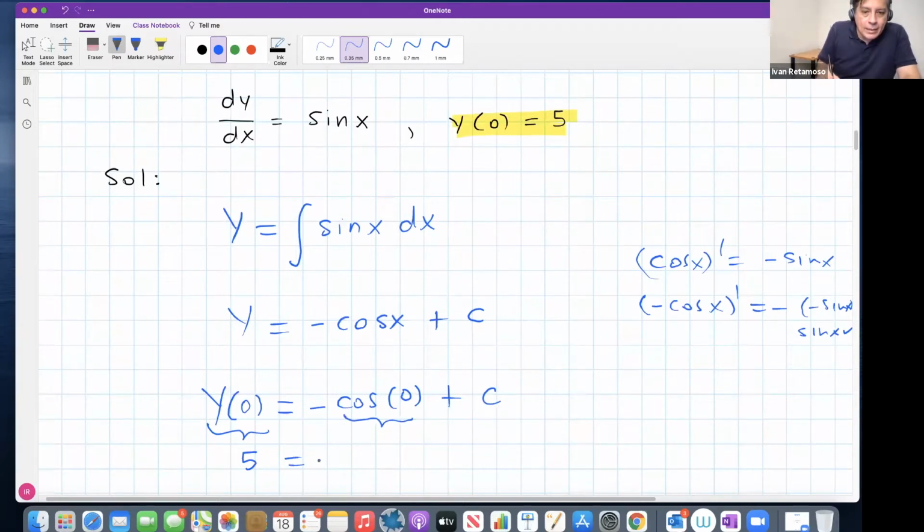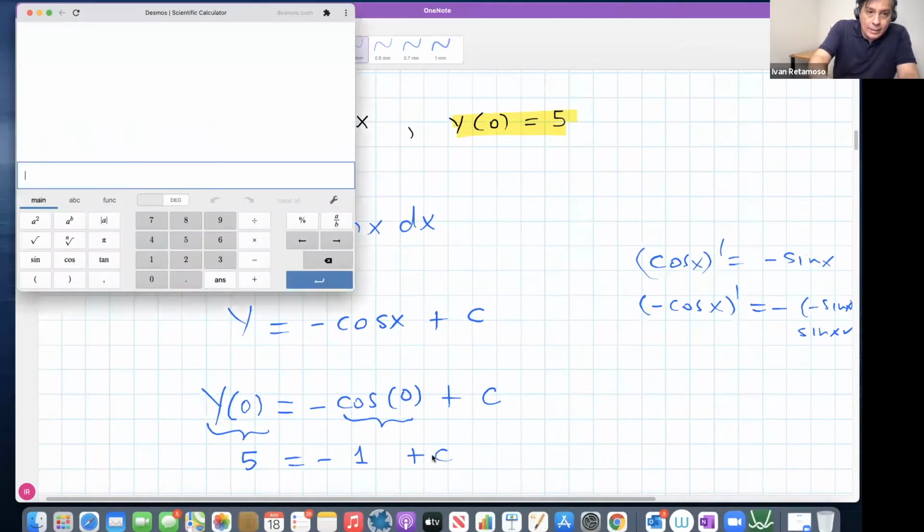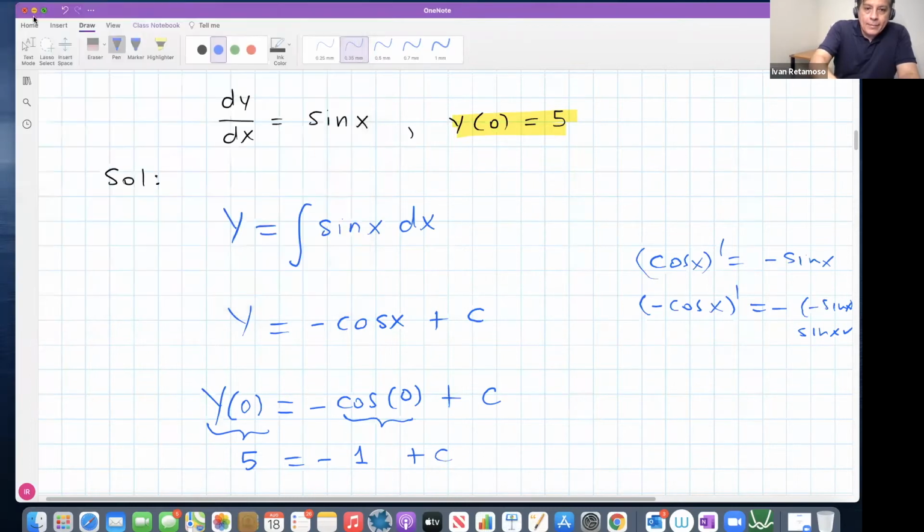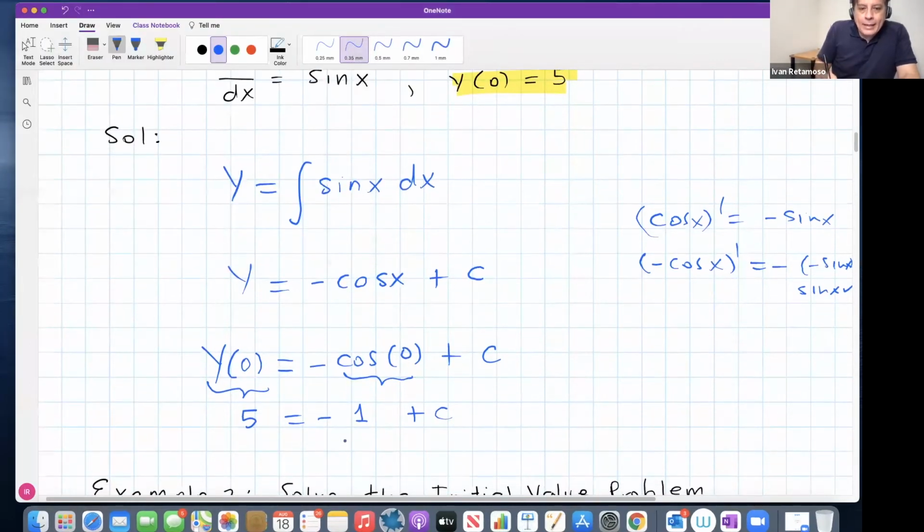Cosine of 0 is just 1, so 1 plus c. 1, professor? If you want to double check, use your scientific calculator. Cosine of 0 in radians is 1, or even in degrees, 1. All right, so this is it. Then adding 1 to both sides of the equation, we can find the value of c. So c ends up being equal to 6. Now we found the value of c.